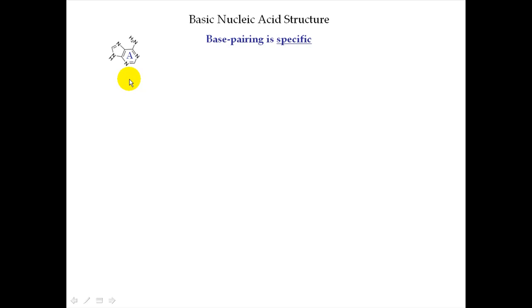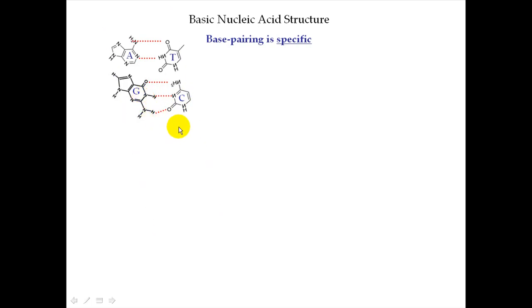And what we mean by that is if you consider an adenine nitrogenous base, it can only form hydrogen bonds, it turns out, with thymines. And vice versa, T's can only form hydrogen bonds with A's. If you consider a guanine, it can only form hydrogen bonds with C's, and vice versa. C can only hydrogen bond with G.